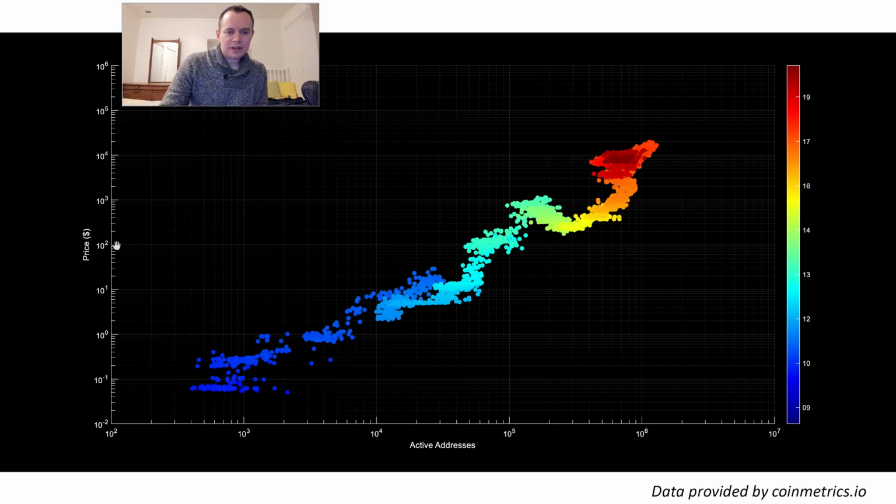So what we're going to be looking at today is the price again, but this is on a logarithmic scale on the y-axis, and then we're looking at the number of active addresses on a logarithmic scale on the x-axis.